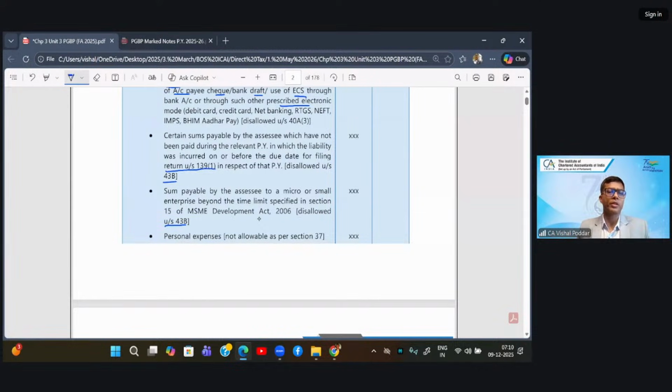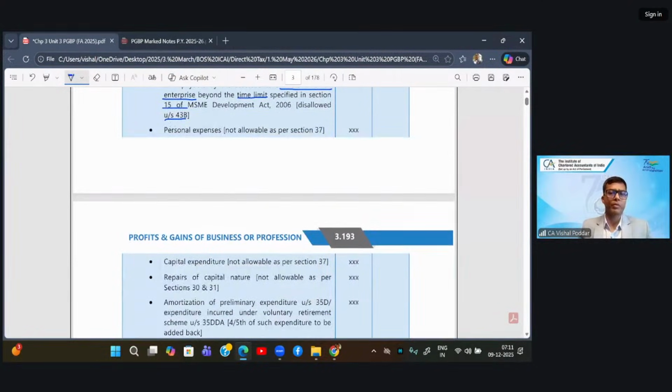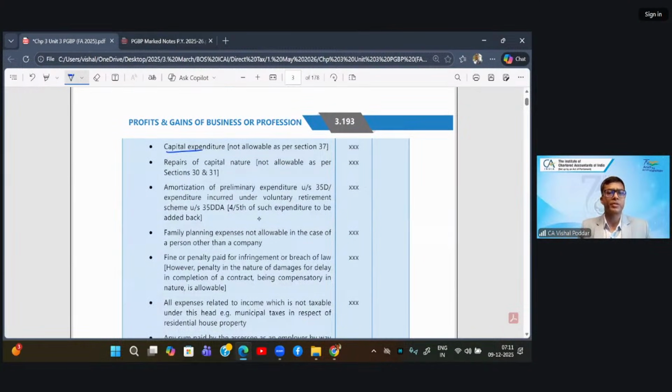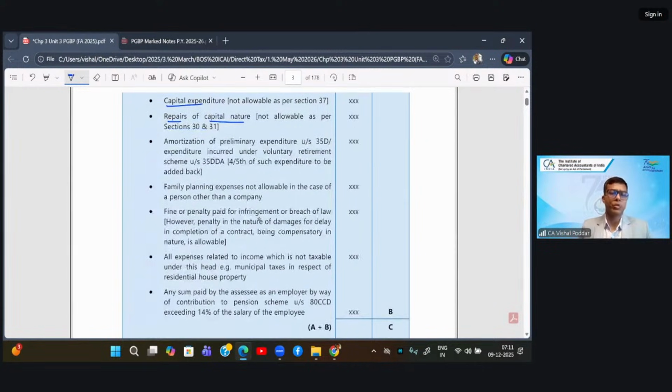Similarly, in same 43B, there is one special scenario where the payment is to be made to MSME. If it is paid beyond the time limit of the MSME Act, then again it will be disallowed. Further, personal expenses disallowed, capital expenses except few will be disallowed, repairs which is of capital nature will be disallowed.